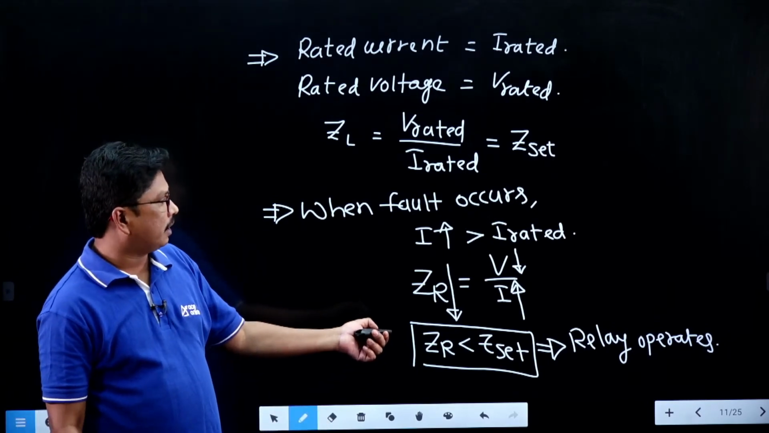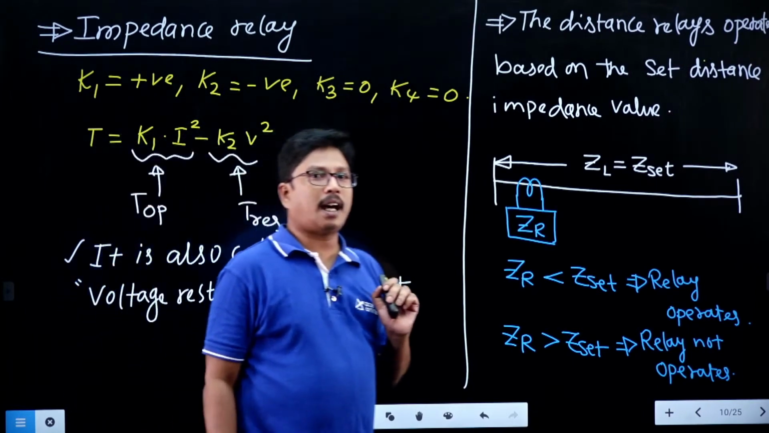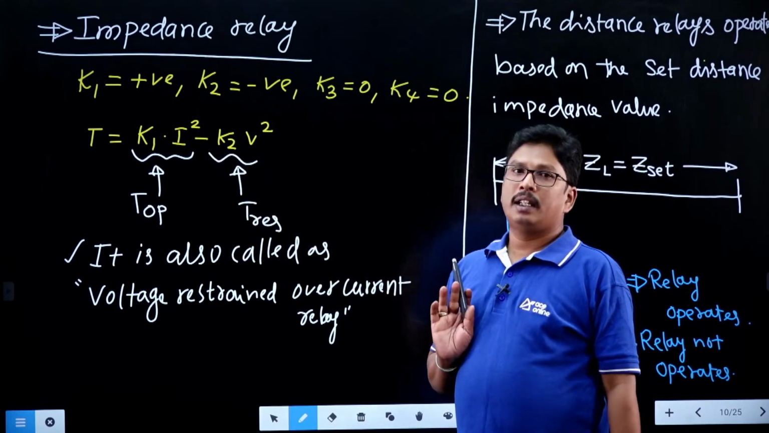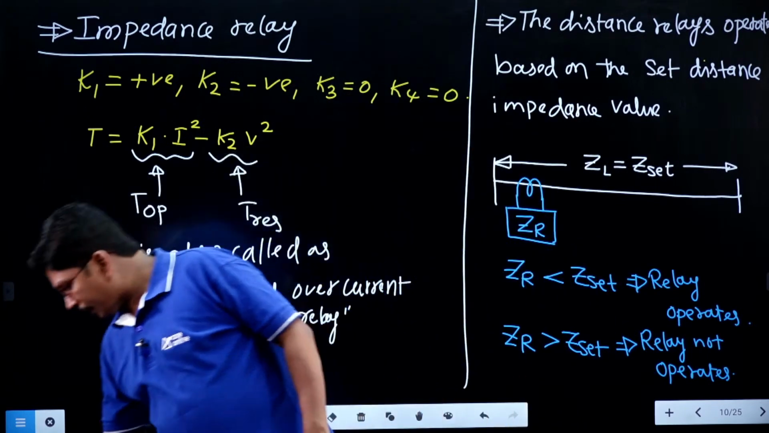Now, first of all, we have seen the impedance relay. In case of impedance relay, the net torque is some constant K1 into I square minus K2 into V square.